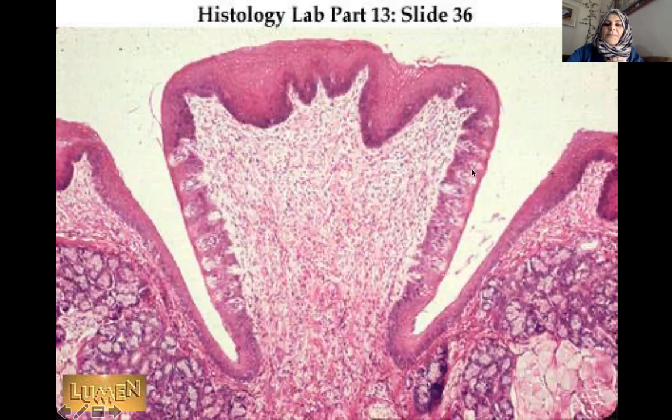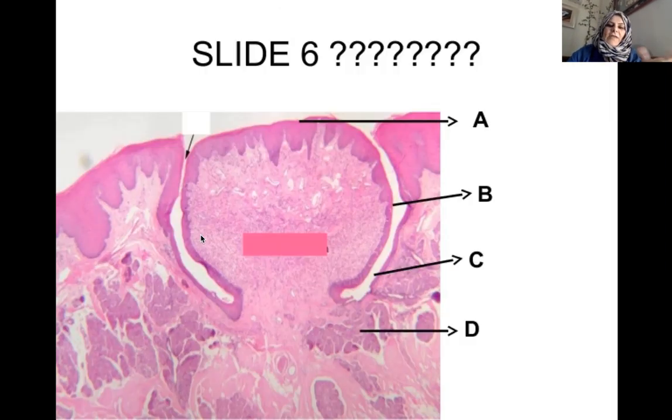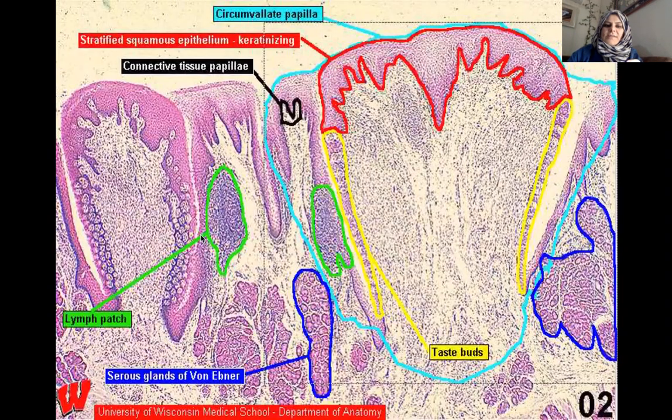The taste buds always appear pale, and as we said, they are intra-epithelial sensory organs, so you see them as pale structures. This is another slide showing the circumvallate papillae. This is a nice slide, everything is colored and labeled, and it shows you exactly what is present.